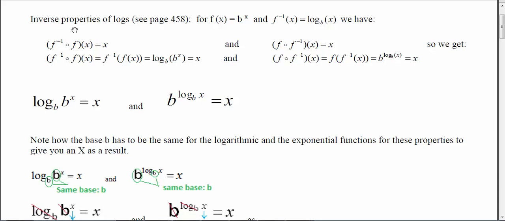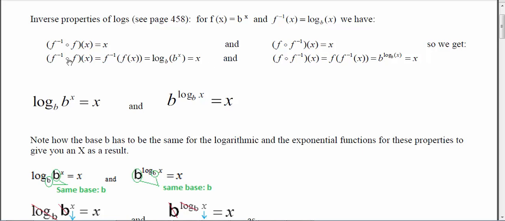Let's take a look at inverse properties of logs. Let's decide that f of x will stand for the function b to the x, exponential function base b of x, and f inverse of x will be the inverse function, which is log base b of x. Now we know that when you compose two functions that are inverses of each other, then if you were to have an input of x, the output would be x as well. So f inverse composed with f of the quantity x is going to be x. And similarly, f composed with f inverse of x would be x.